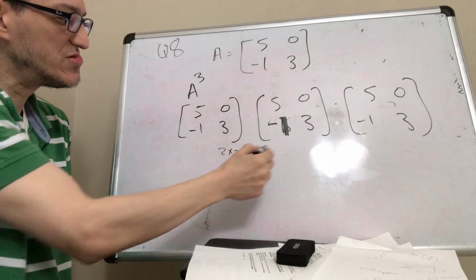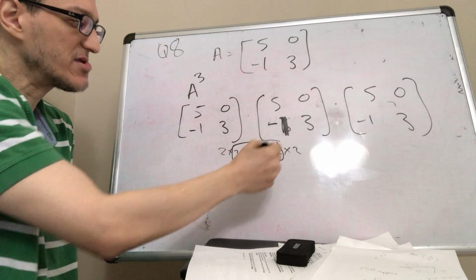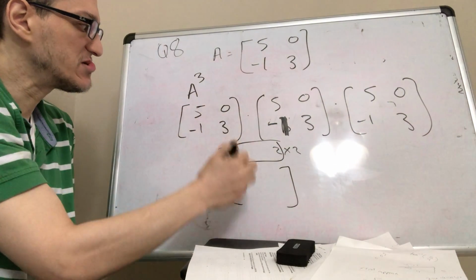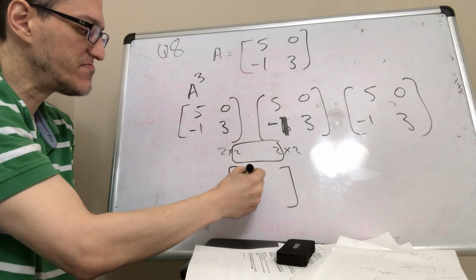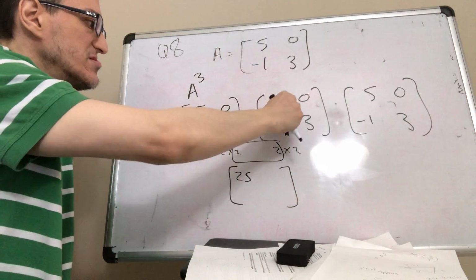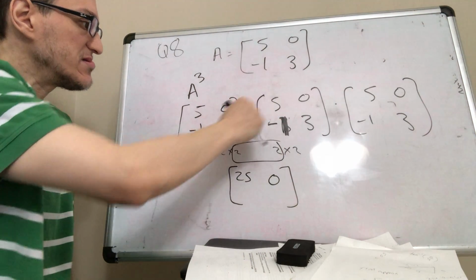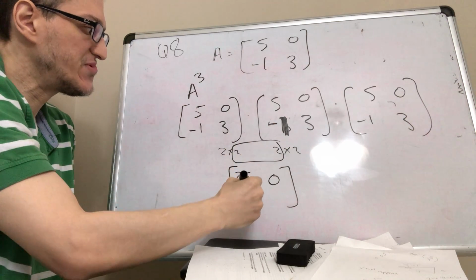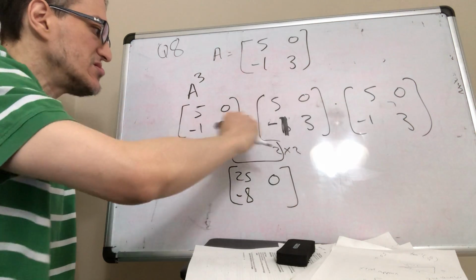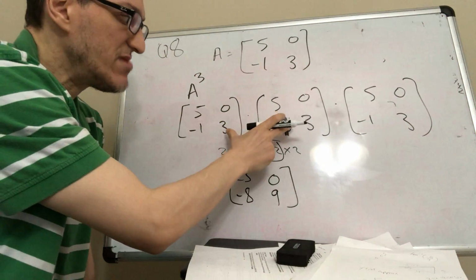This is 2 by 2, this is 2 by 2, so it's possible, and the result's going to be a 2 by 2. This time this is 25, this time this is 0. Now we do this number, this row, column, 0, 0. Here we do this times this, -5, -3. And here we do this times this, 0 and 9. This is the result of multiplying these two.